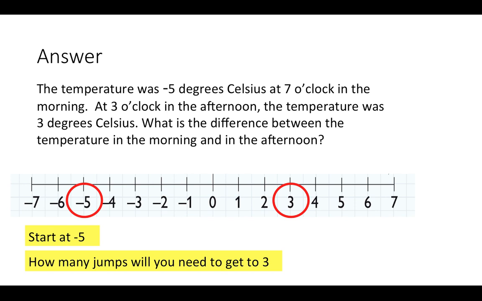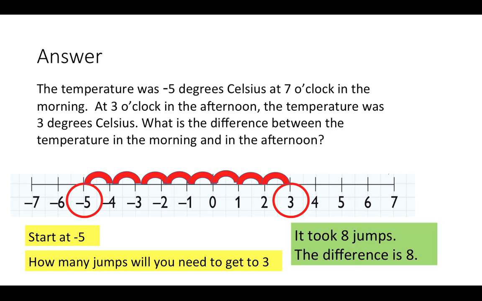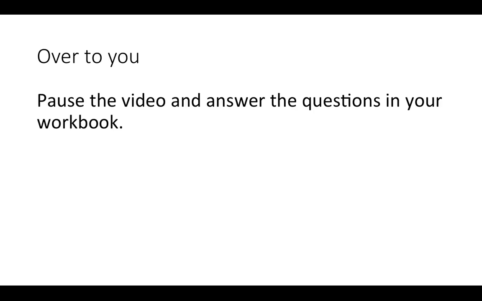So to get from -5 to 0, how many jumps will we need? 1, 2, 3, 4, 5. And then to get on beyond 0 to 3, I will need another 3: 6, 7, 8. It took 8 jumps altogether, so the difference in the temperatures was 8. Pause the video and answer the questions in your workbook.